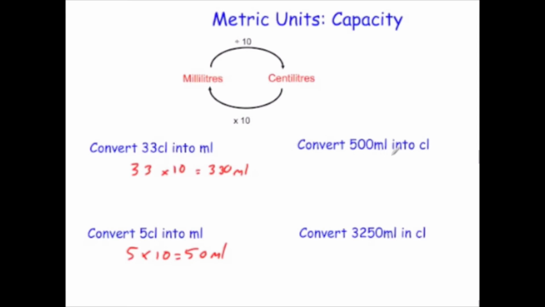Convert 500 milliliters into centiliters. To go from milliliters to centiliters, you divide by 10. So it's going to be 500 divided by 10, which is equal to 50 centiliters.